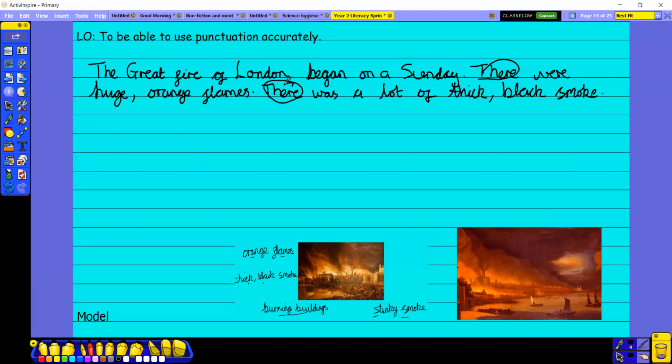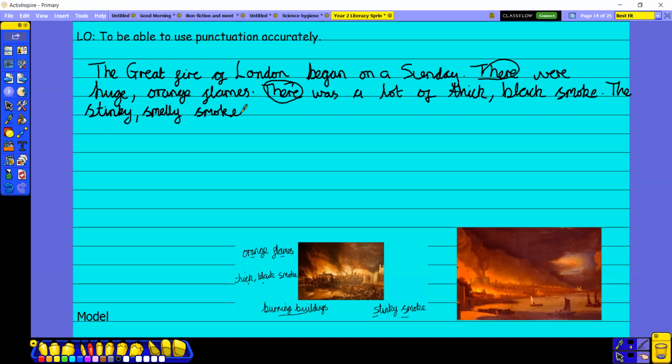So let me have a think. Oh, I know, I can say the building. I don't want to say the buildings burn quickly. I could say something about the stinky. Oh, I know. I need to add that extra adjective in because my learning objective is to use punctuation correctly. So the stinky, smelly smoke.